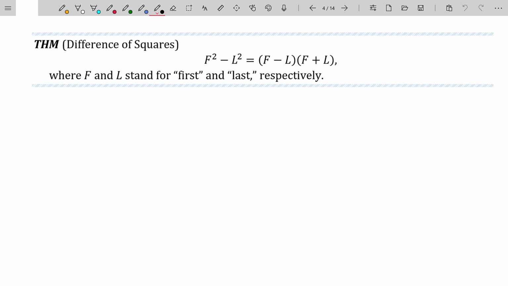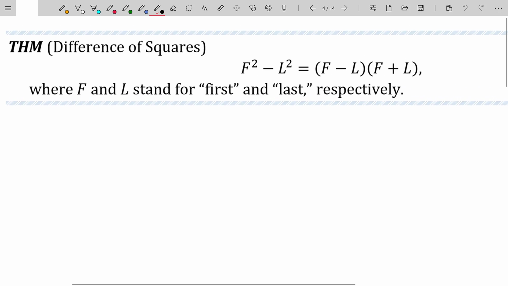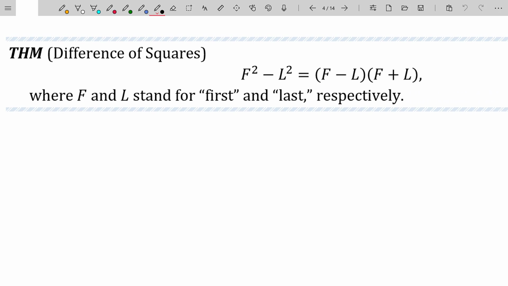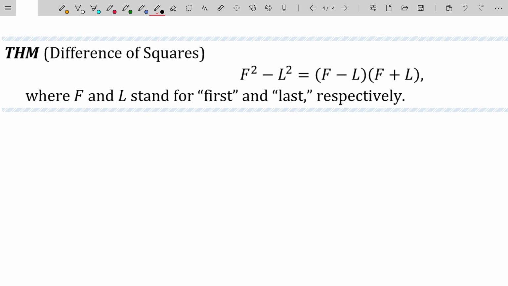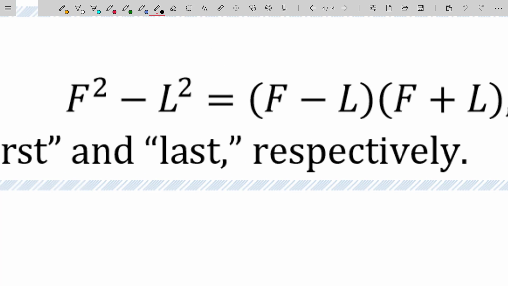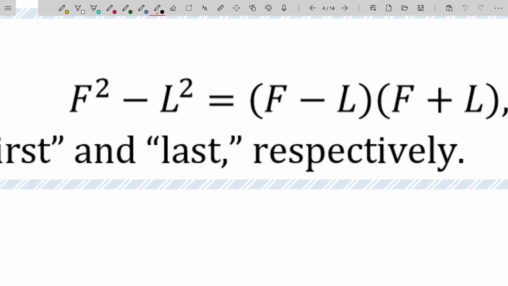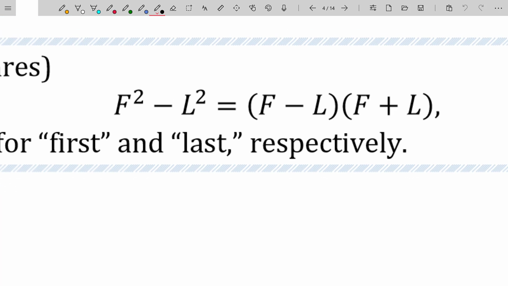Now, as a reminder, you should know the difference of squares, the sum and difference of cubes formulas. Those should be just embedded in your brain. Difference of squares is such a powerful formula, and it's so underrated. I write it slightly differently than most people. I write it with, instead of a squared minus b squared or x squared minus y squared, I use capital F and capital L.